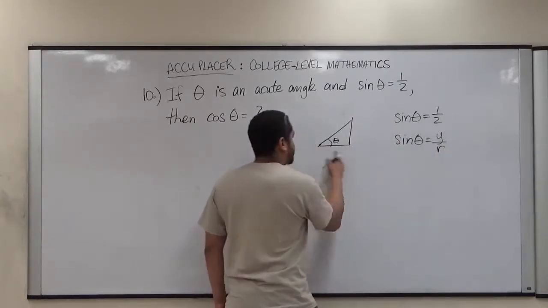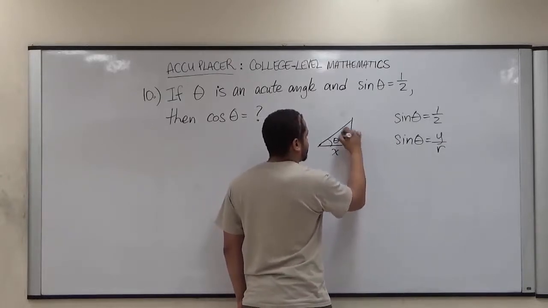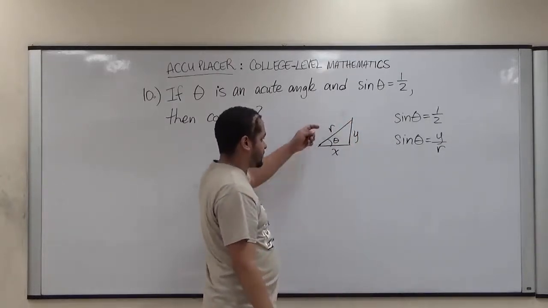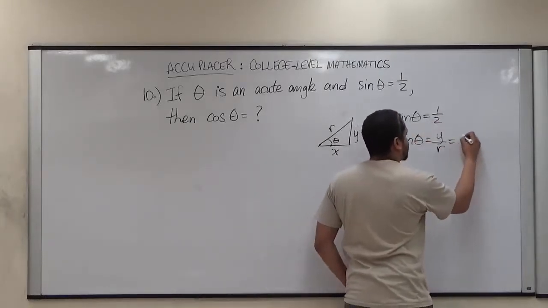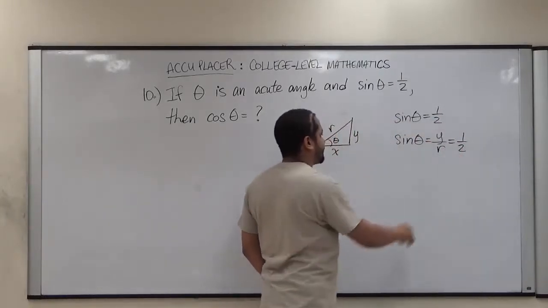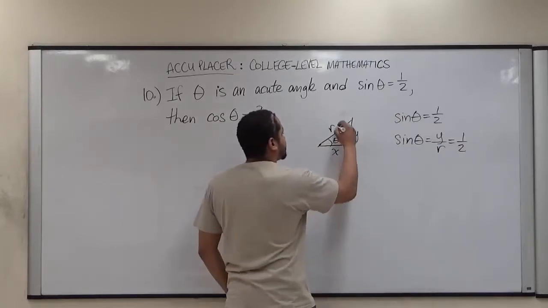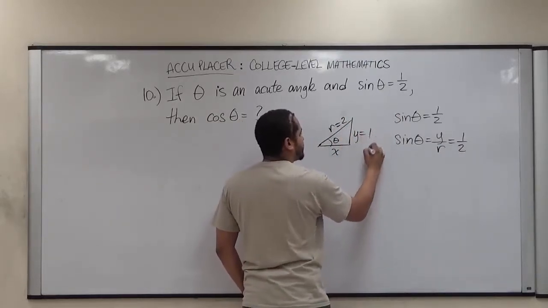Here we see this is the x term, this is the y term, and this is our r term, which is always positive. In this case, the y term is going to be the 1, because we know this is 1/2. And so here we have the respective components, where r is 2, and y is just 1.